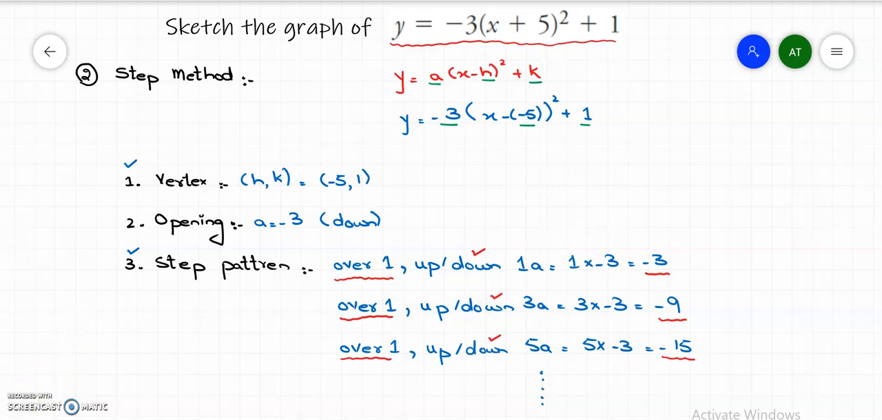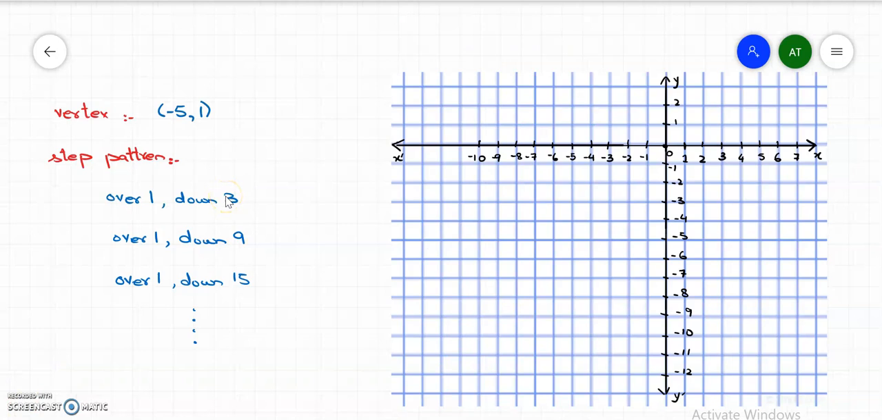Okay, I drew the graph, and the first thing that I need is the vertex. So first we need to plot the vertex, that is (-5, 1). The x value is -5 and the y value is 1. So we have the point (-5, 1), the first point, that is called the vertex. Now let's plot the step pattern one by one.